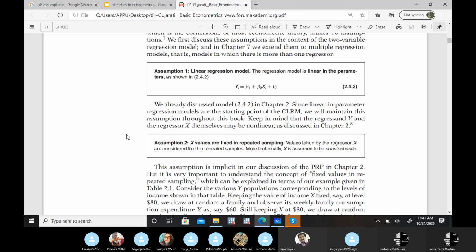There is no problem with x being a square root, meaning a non-linear form, but it must be linear in the parameters only. I hope you got this point: it is not about the regression line, but about this derivation of the estimate. That's why this assumption is crucial.